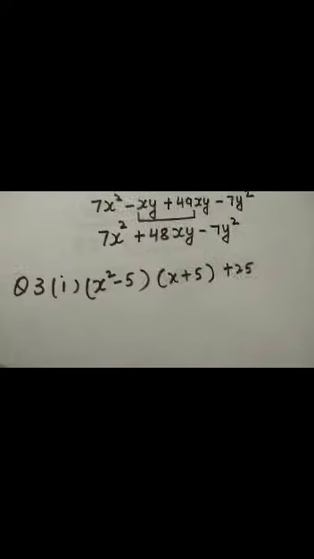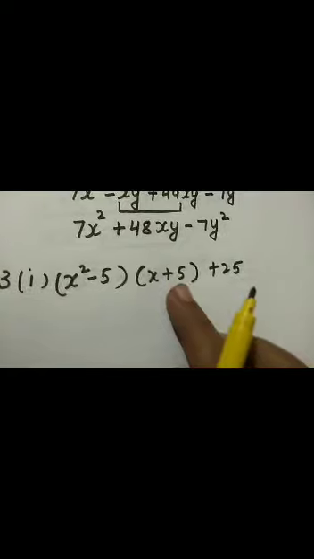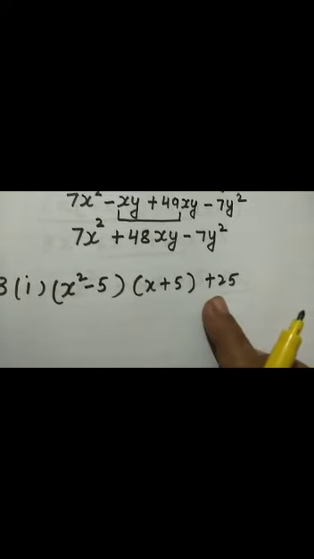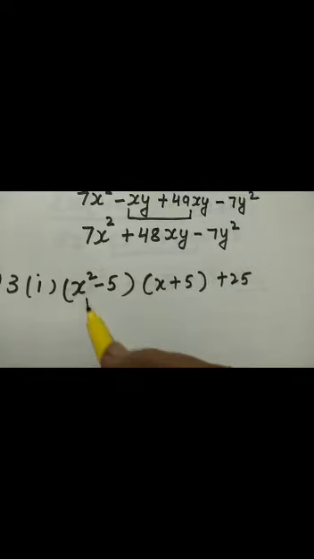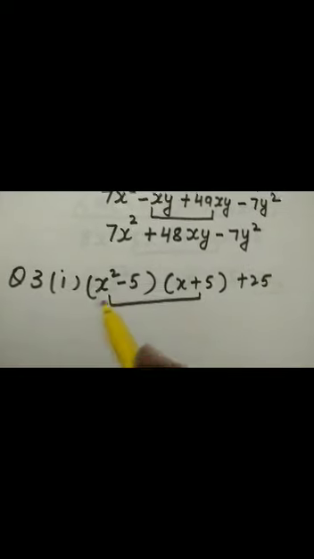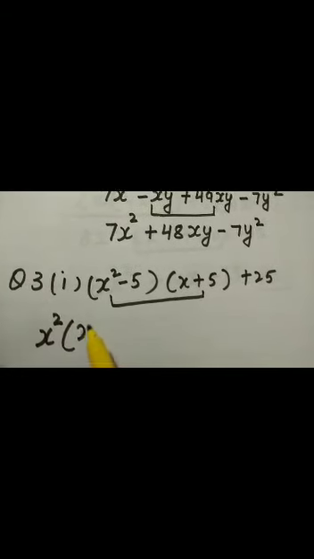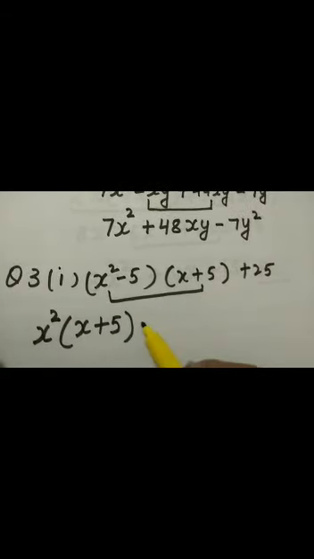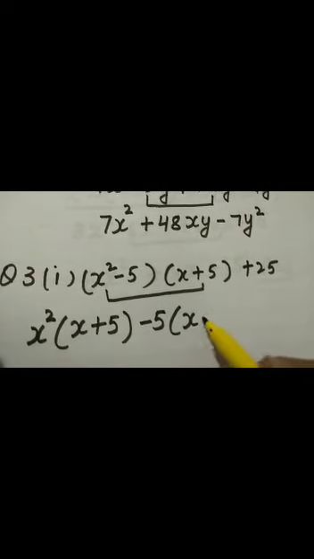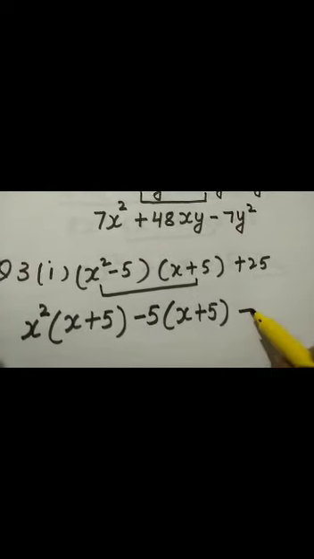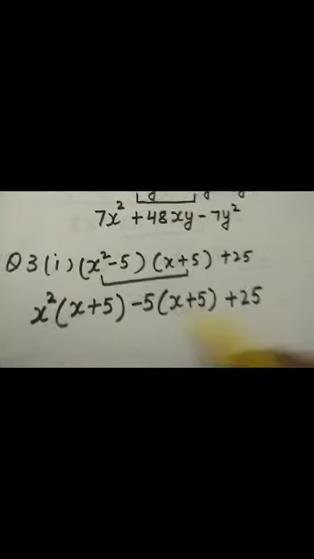Now question number 3, that is simplification. Now there are different types of questions. I am taking its first part. You have to multiply two binomials and 25 you have to add in it. So first of all we have to multiply these two binomials. So the first binomial, first term is x square. We'll multiply this x square with x plus 5. Now minus 5, again we have to multiply this with x plus 5, plus 25.